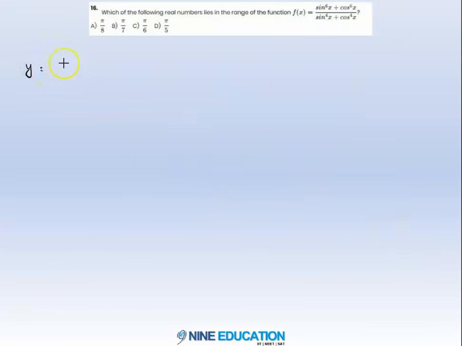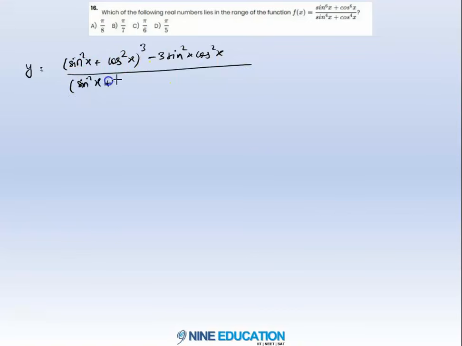So y is equal to sine power 6 plus cos power 6, which can be written as sine square x plus cos square x whole cube minus 3 sine square x cos square x, divided by sine power 4 plus cos power 4, which can be written as sine square x plus cos square x whole square minus 2 sine square x cos square x. So if we try to solve this, this is 1 minus 3 sine square x cos square x divided by 1 minus 2 sine square x cos square x.